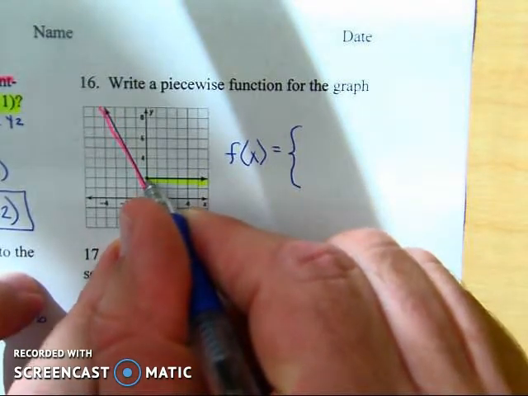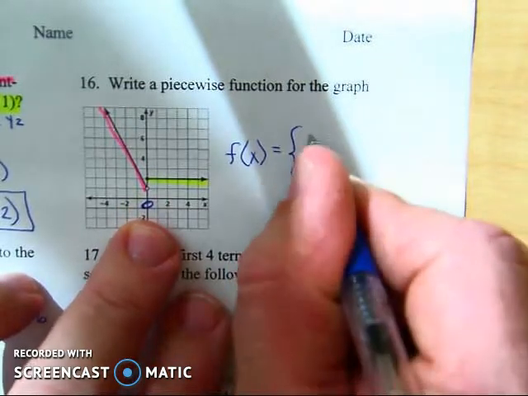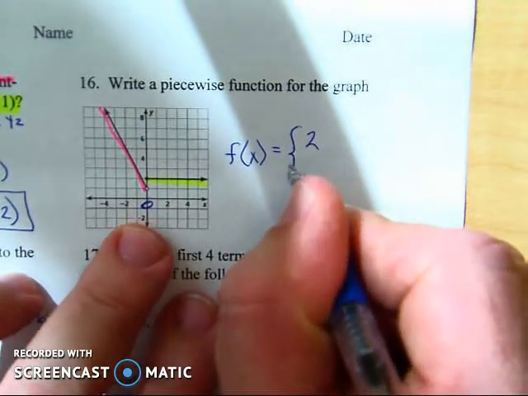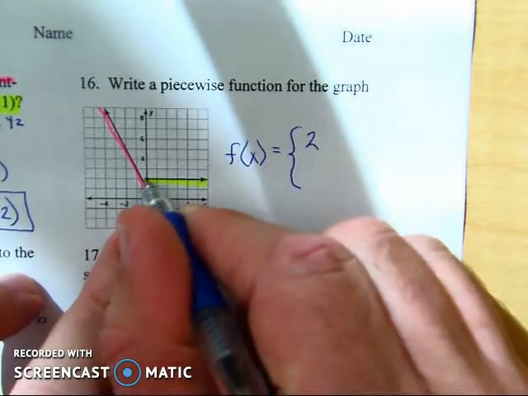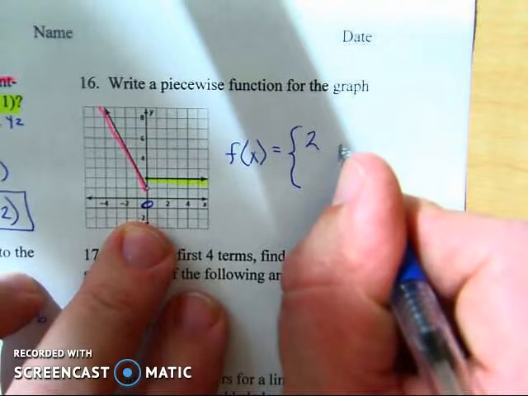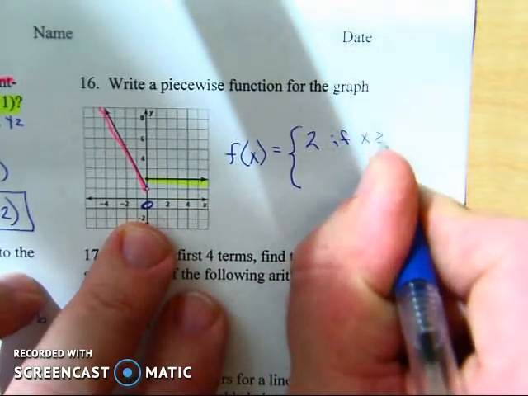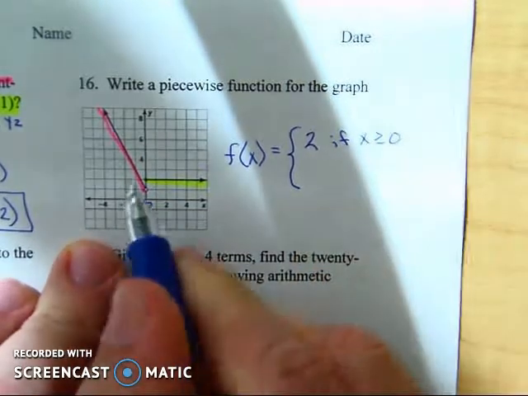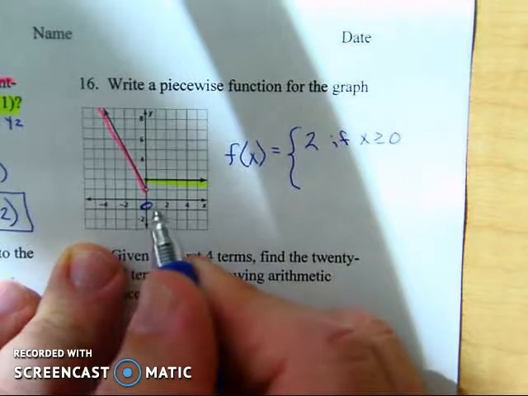So this one, I notice it's filled in and it's located at 2. So I'm just going to say it's 2, because remember, y equals 2 means a horizontal line, but not the whole time. It stops right there. So I can just say if x is greater than or equal to 0, because here x is equal to 0. On the other side, it's doing something else.